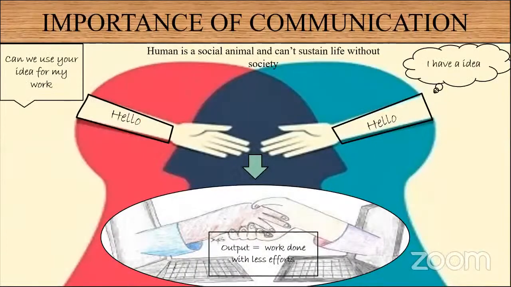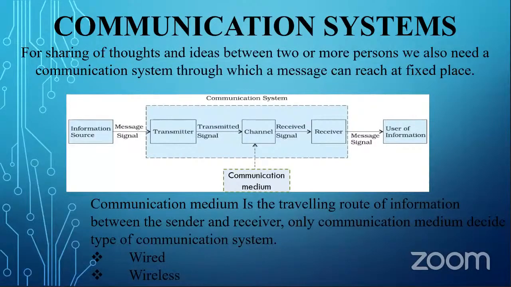Before discussing fractal antennas, I wish to discuss some of the communication aspects. What was the need for communication? Without communication between any two people, we cannot create a social living, and without social living, we cannot create a society. So, what is a communication system? It is for sharing any types of thoughts and ideas between two or more persons.